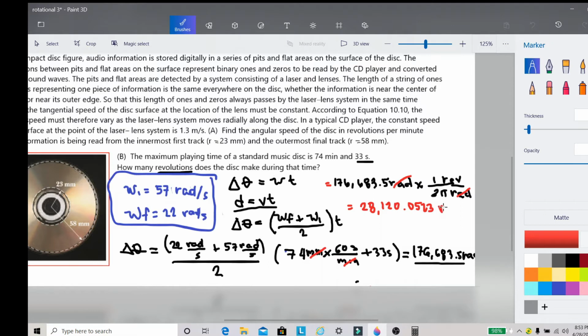revolutions. So ito yung magiging sagot natin, ano? 28,120.0523 revolutions sa isang CD na pinapatugtog pala natin, standard CD. Okay, I hope this will illustrate some problem-solving techniques in dealing with rotational motion.